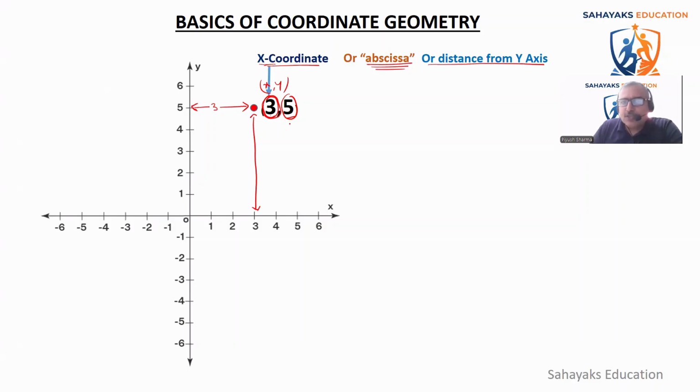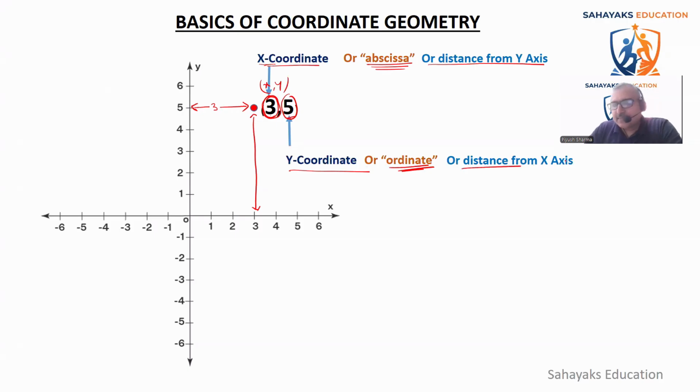Now the second one is called the y coordinate. It is also called the ordinate, and it is the distance from the x-axis. Please remember that certain kids remember x coordinate and y coordinate, but they miss out on abscissa and ordinate. Please remember these words, because sometimes in exams they use these words very commonly.